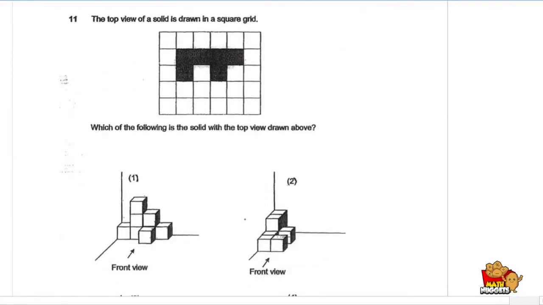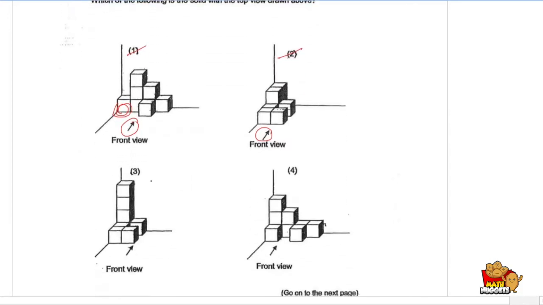Number 11, the top view is drawn. Which of the following solids is it? Now take note, it's the front view that matters. Note the front view. This front view is only 2. It's the wrong view for option 2. This one, there's a missing block here. So this is out. Option 3, it's the wrong view as well. It's definitely number 4.